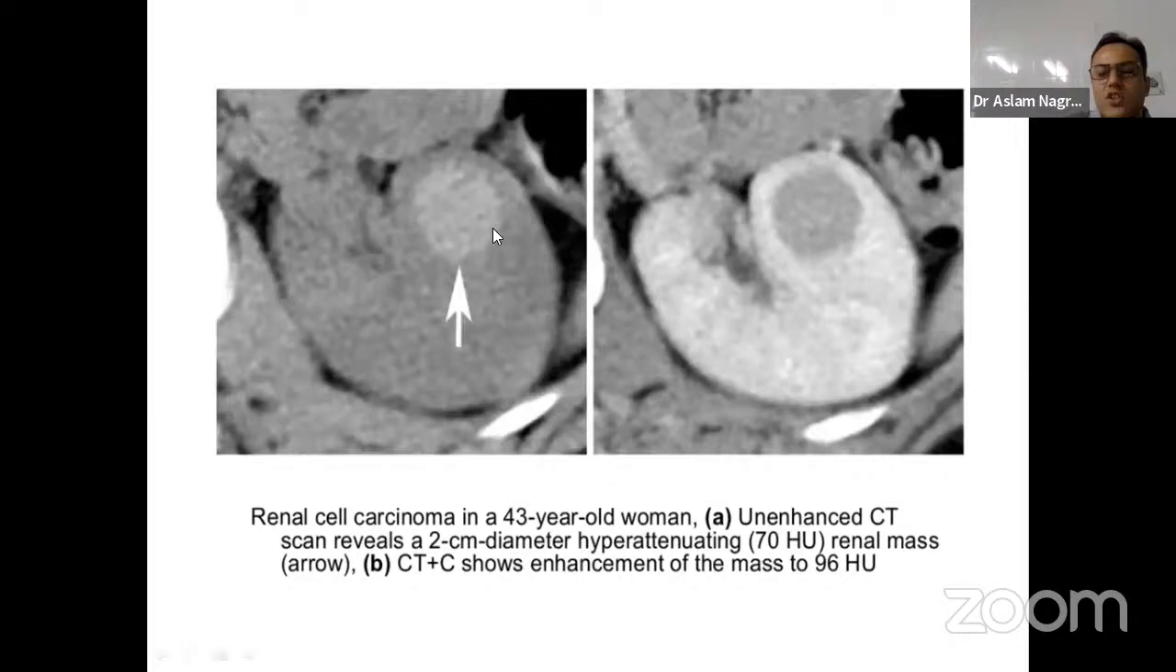Unenhanced CT scan, this is a hyperdense lesion. The HU is 70 HU. On administration of contrast, the HU has increased. It is a 43-year-old woman having a RCC.